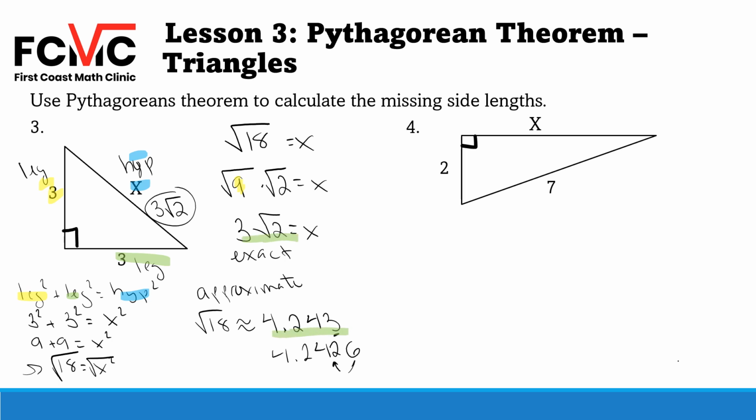All right, so let's look at number 4. For number 4, our leg is x, the other leg is 2, and the hypotenuse is 7. So the Pythagorean theorem: leg squared plus leg squared equals hypotenuse squared. So let's do our substitution.